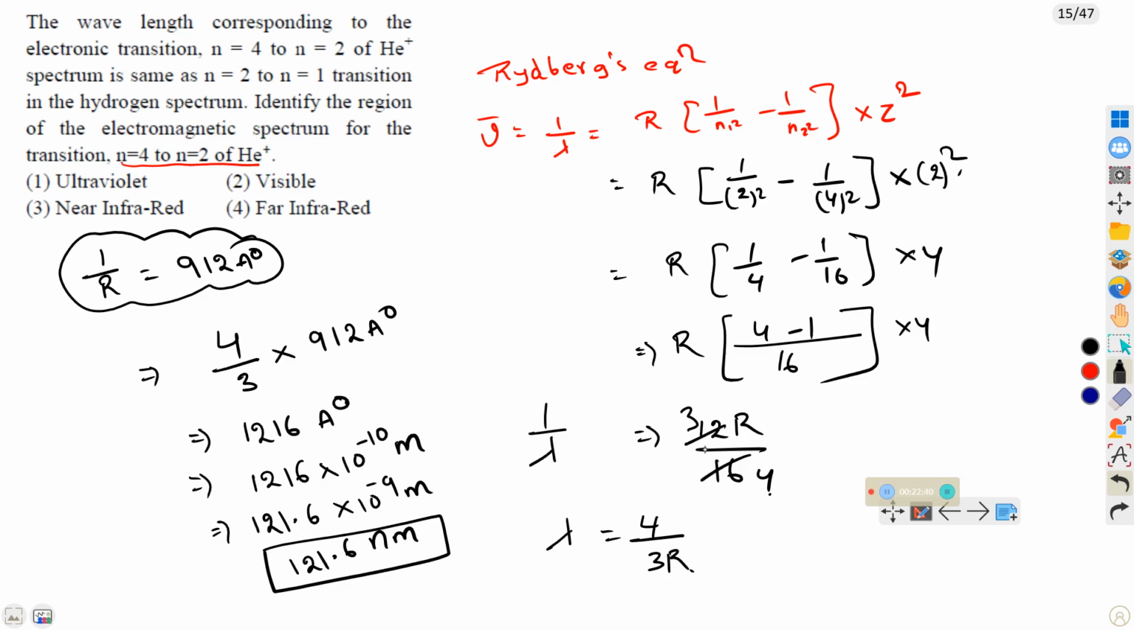Based on this, generally if you people are expecting visible because n value is 2, everyone expected visible, but that is wrong. Why? Visible region range is 400 nanometers to 700 nanometers. But here I am getting 121.6 nanometers. So the correct answer is ultraviolet.